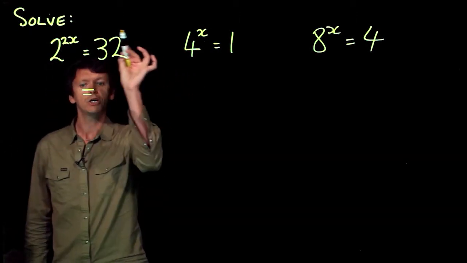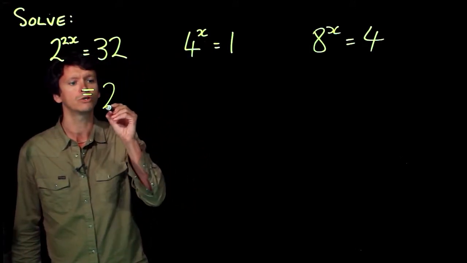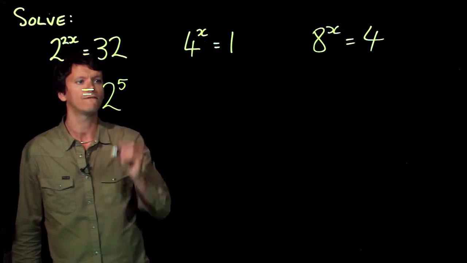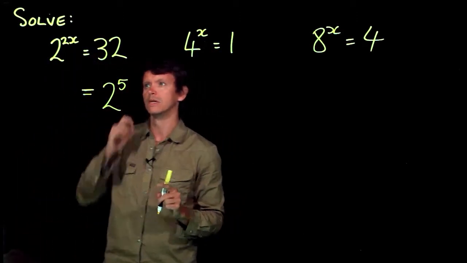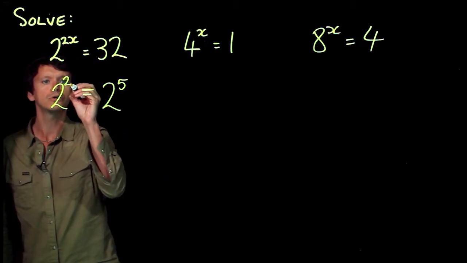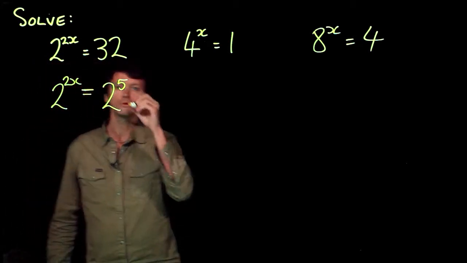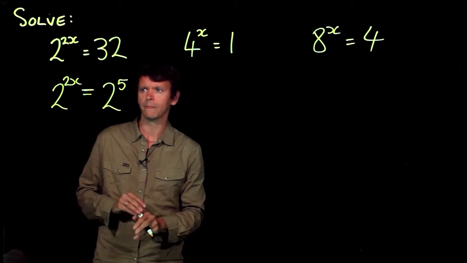Notice therefore that 32 is itself a power of 2. It is 2 to the power of 5: 2 times 2 times 2 times 2 times 2. So if we write that as 2 to the 5, we've now got 2 to the power of 2x equals 2 to the power of 5. We've now got something that we can compare much more easily.